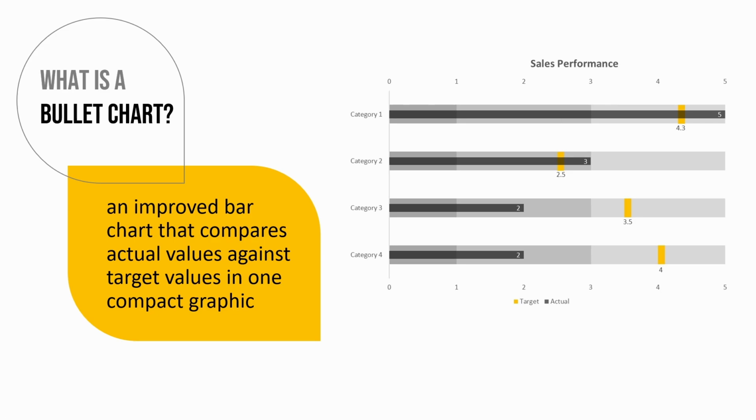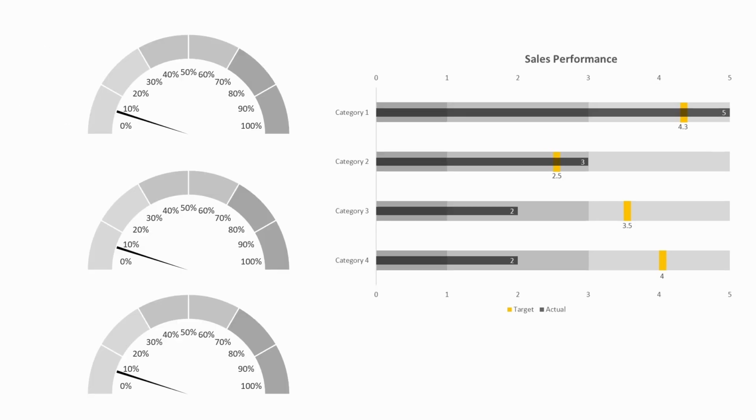Some of the benefits of bullet charts are, first, it saves space compared to gauges or multiple bar charts. It communicates multiple data points in one compact graphic. Here is a comparison of a gauge chart versus a bullet chart. As you can see with these three dial charts, we need so much space just to show three numbers, while in this compact visual, we can show so many data points. So if you want to utilize your space effectively, a bullet chart is the way to go.